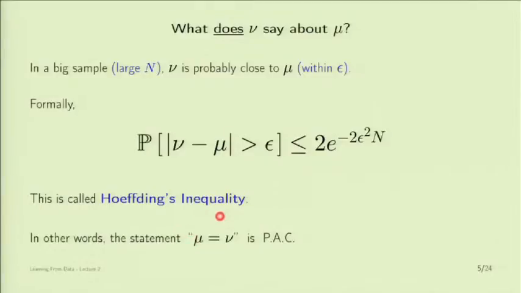So we actually are making the statement mu equals nu, but we are making a PAC statement. And that stands for: this statement is probably approximately correct. Probably because of this: this is small, so the probability of violation is small. Approximately because of this: we are not saying that mu equals nu, we are saying that they're close to each other. And that theme will remain with us in learning.